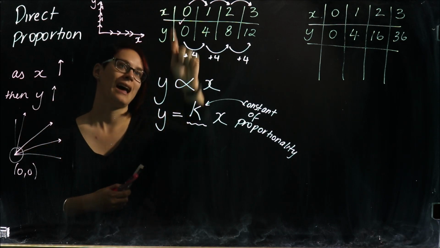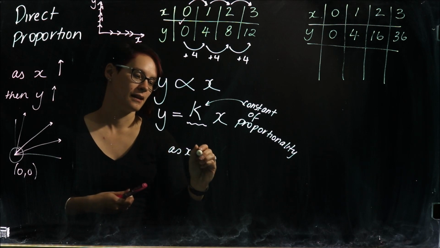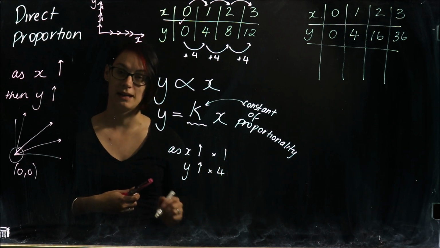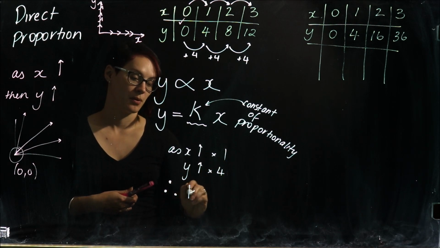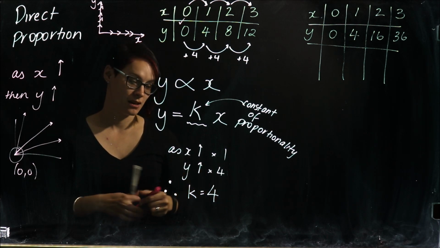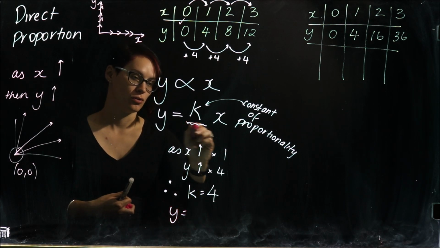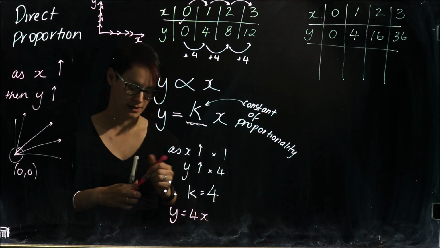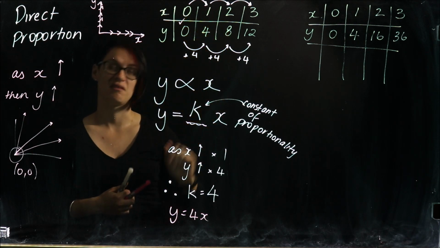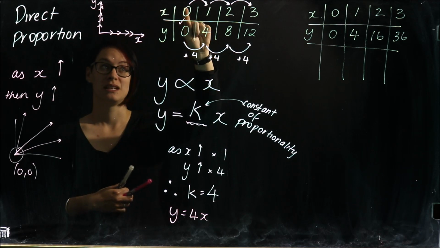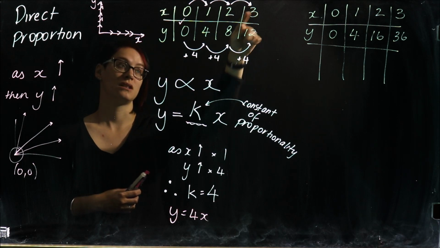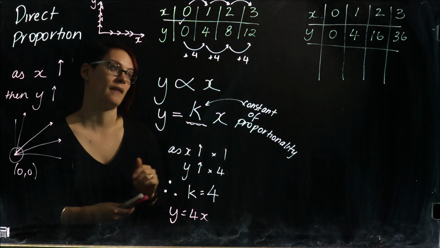If we have a look here, as x goes up by 1, y is going up by 4 each time. So therefore, our constant of proportionality is 4. We can then say y is equal to 4 times x. And we can check that up here: a y value of 4 is equal to 4 times 1. That's correct. A y value of 0 is equal to 4 times 0. That's correct. A y value of 12 is equal to x times 4, which is 3 times 4, which is 12. So we're right there.